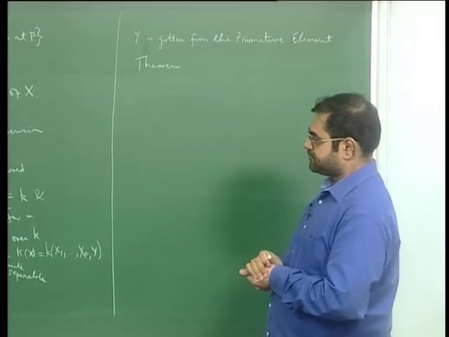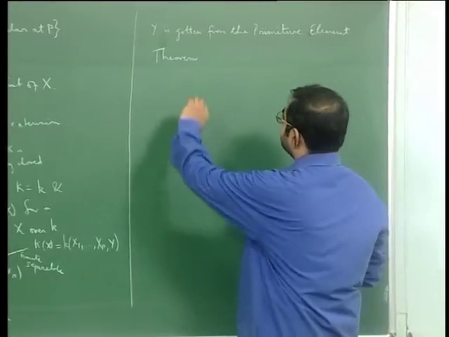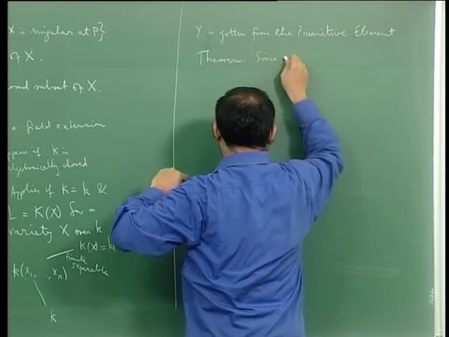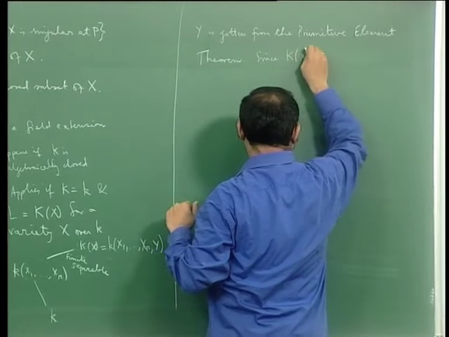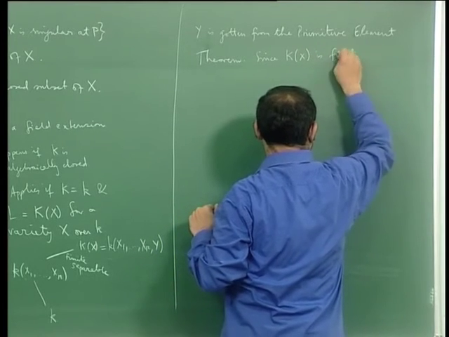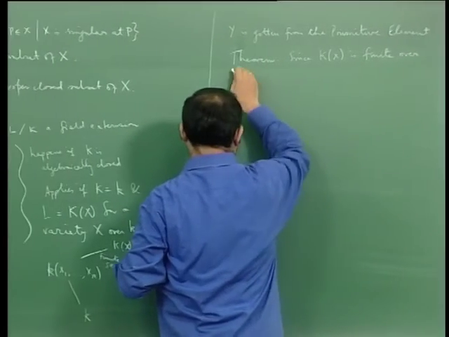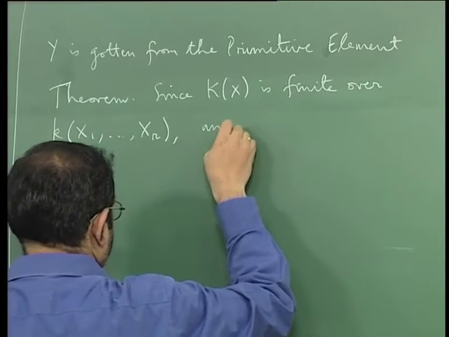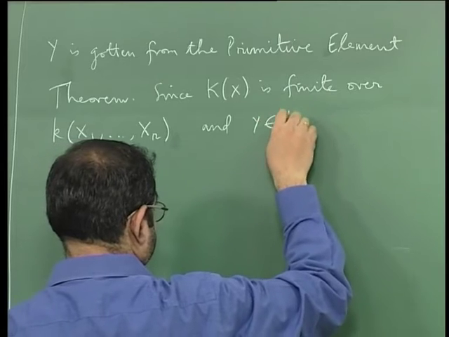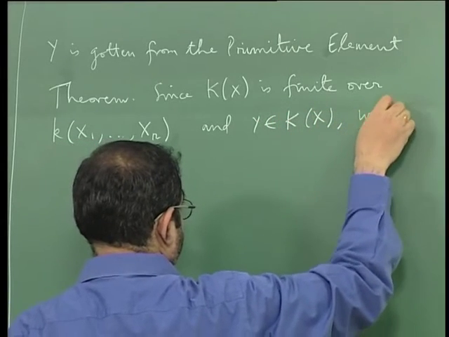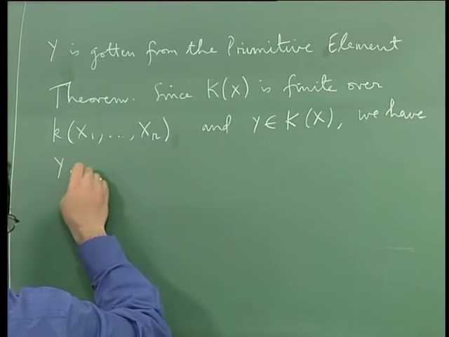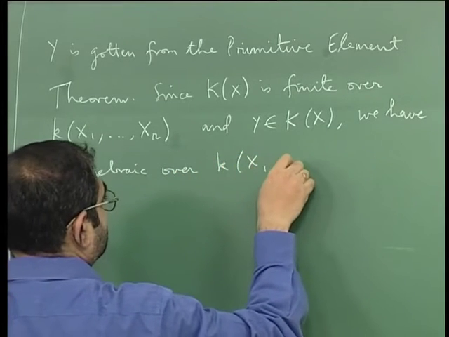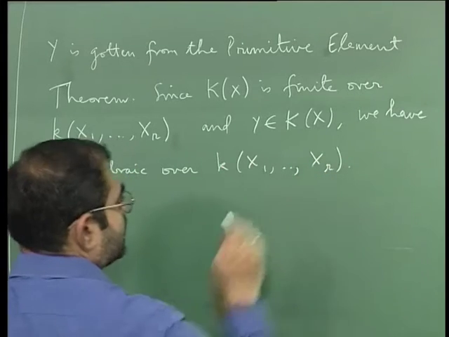And in fact, since k(x) is finite over k(x1, etcetera, xr), and y is in k(x), we have y algebraic over k(x1, etcetera, xr), okay.